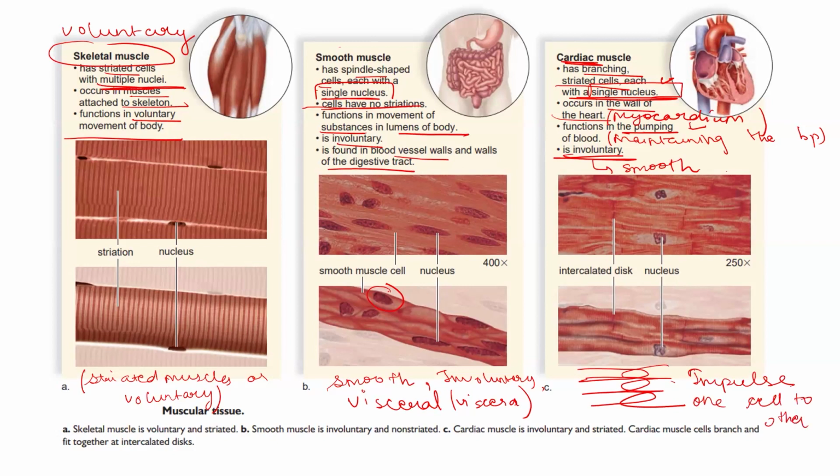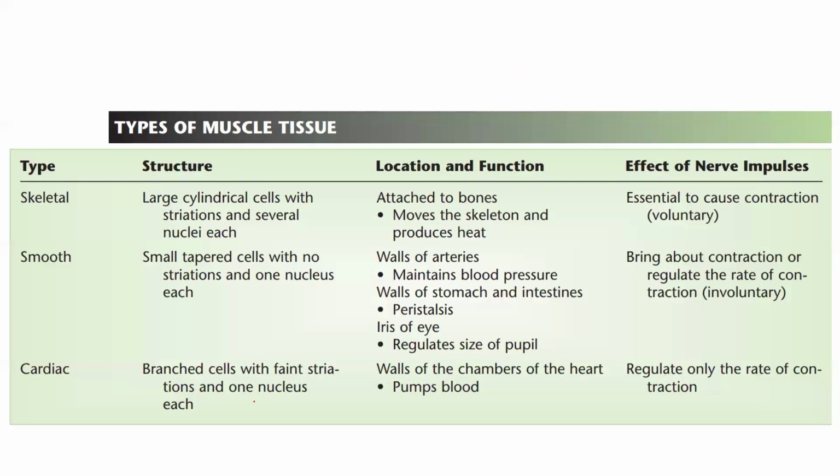This is the table mentioning the structure, location, function, and effect of nerve impulses on the three different types of muscular tissues. As we discussed, the skeletal tissues are large cylindrical cells which have striations and several nuclei each. So they are multinucleated. While if I talk about smooth muscles, they are small tapered cells, that is, spindle shaped with no striations and only one nucleus each.